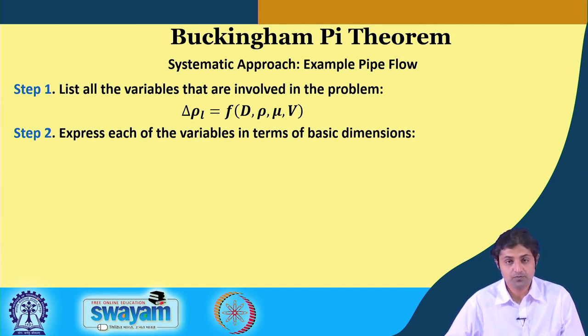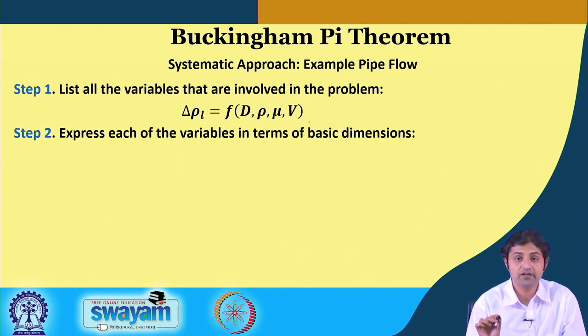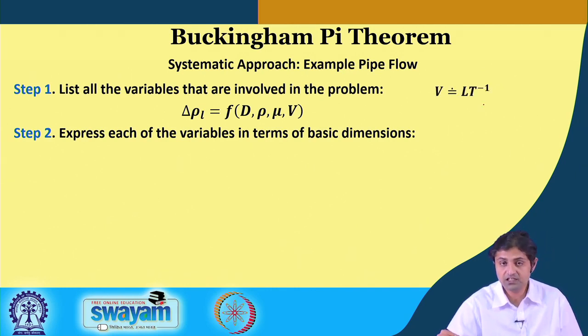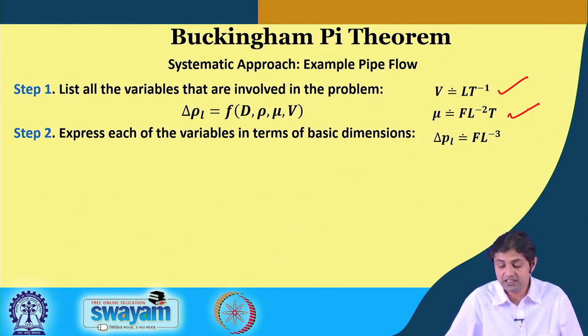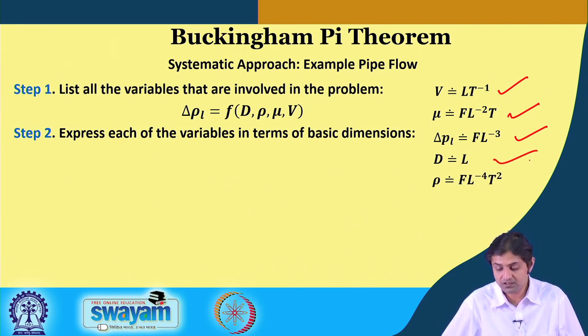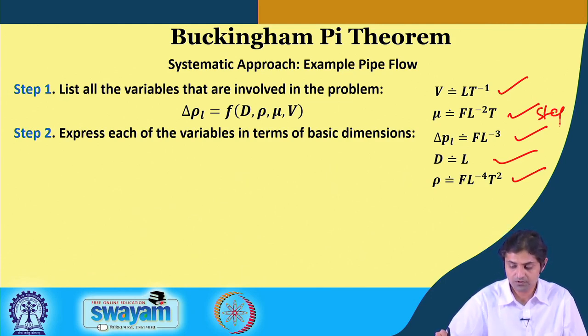Second step is we have to express each of these variables in terms of basic dimensions. Very simple to do. So, we have to write down the dimensions of all these 5 variables. So, velocity is LT minus 1. Mu is FL minus 2 T. So, delta P by L is FL minus 3. These dimensions, if you recall, we had written some slides ago when we were trying to explain it through experimental procedures. And d is L, and whatever remaining, rho, is FL minus 4 T square. So, this is step 2.